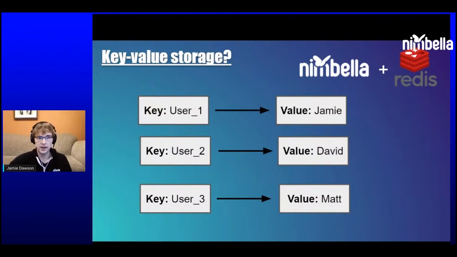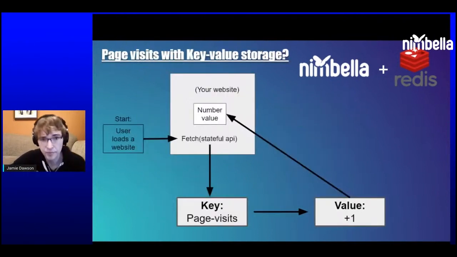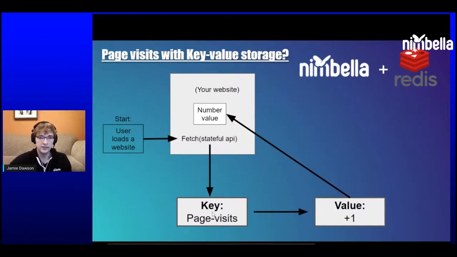Another really great example of how to use key value storage would be if you wanted to keep track of how many users are actually coming to your website. Well, a really straightforward way of doing that is that once the user visits your website, I would have a basic JavaScript run a fetch command that would call upon the URL for my stateful API. From there, the stateful API would realize, okay, I just got triggered.